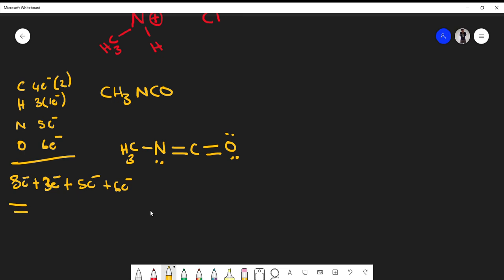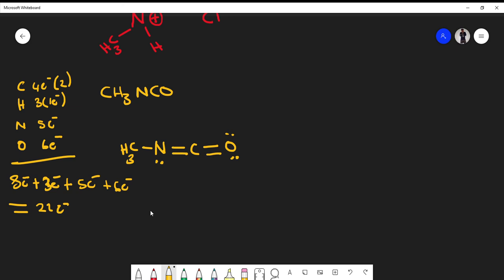So this is equal to 16. So this would be about 22 electrons, right? 8 plus 5, that's 13, plus 3, that's 16, plus 6, that should be about 22 electrons. Let's see if we have 22 electrons.